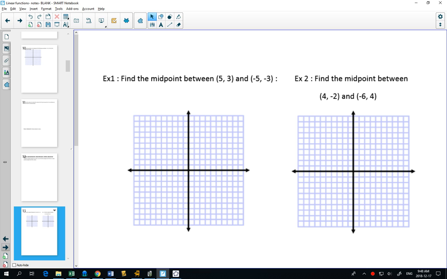So if we had an example, 5, 3, and negative 5, negative 3. So we could plot those points. 5, 3 would be right there. And negative 5, negative 3 would be right there. If you had to eyeball it, if we joined these 2 points together, where do you think the midpoint would be? At 0, 0.